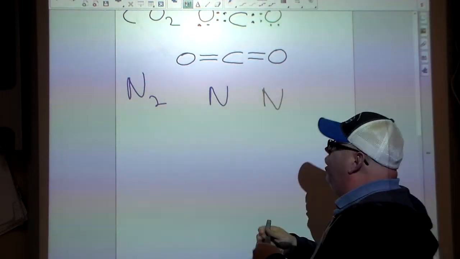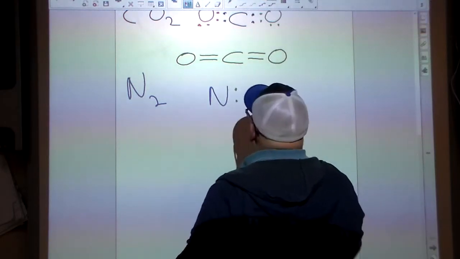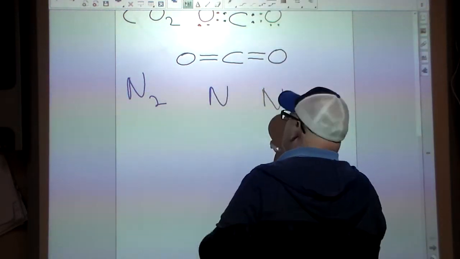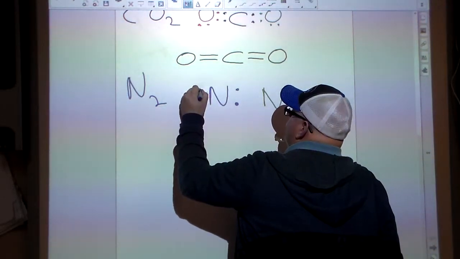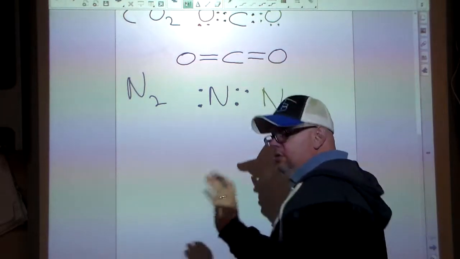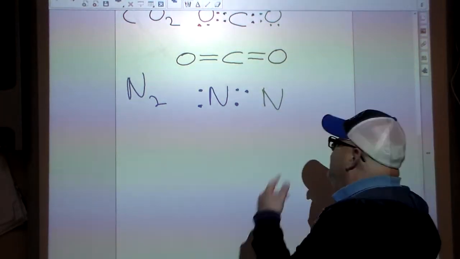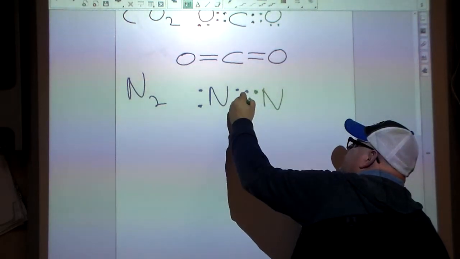Now this nitrogen will already have 1, 2, whoops, let me erase here. So we're going to have 1, 2, 3, 4. We're going to put the 5th one here. We're just going to try that for a moment. Now we're going to have the other nitrogen with its 5 electrons.